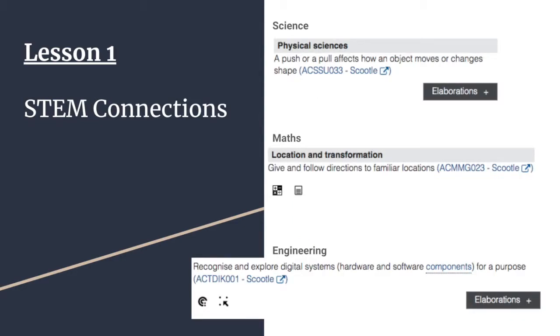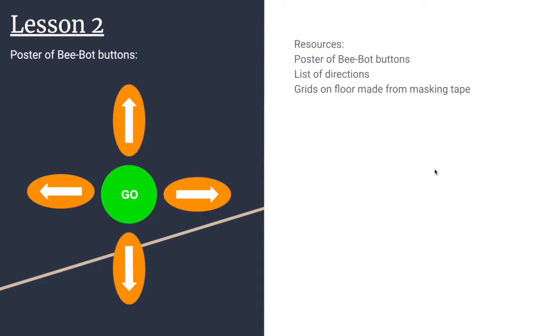The lesson makes connections to various different learning areas. STEM is incorporated through the inquiry process. This lesson focuses on the investigation stage. Science and engineering are incorporated as students explore the forces and programs that make the digital technology move. The lesson also links to the mathematics curriculum as students explore location and direction with the BBots.